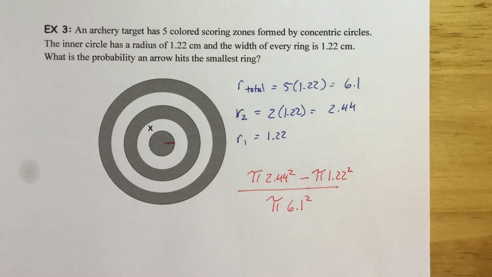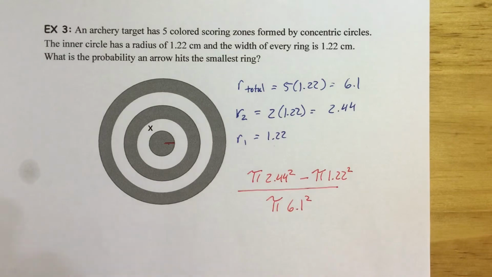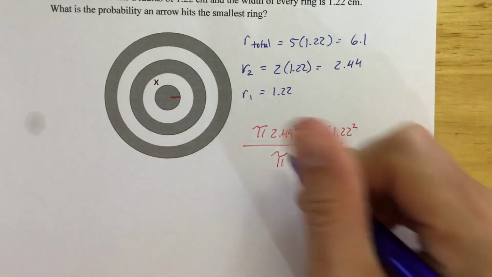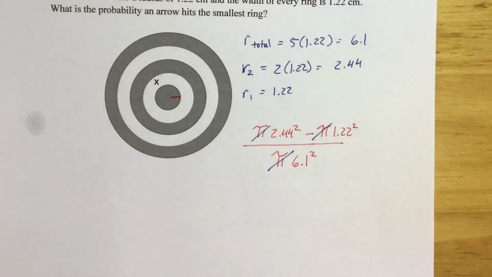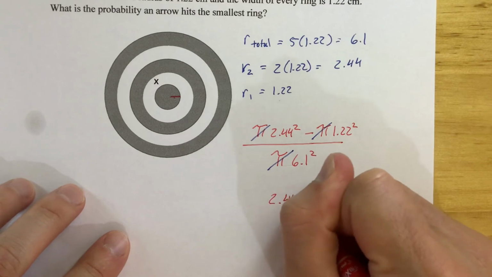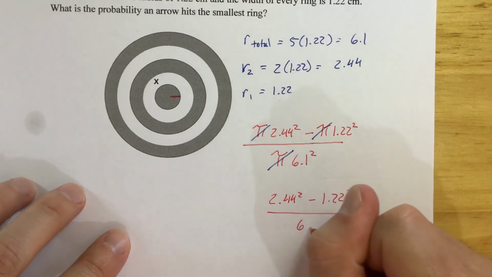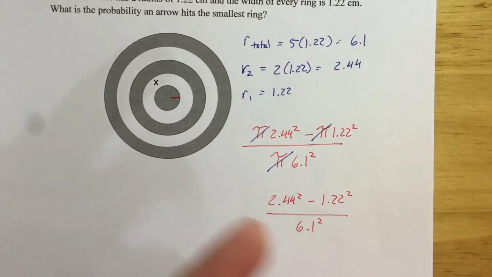Now, something neat about this example that I wasn't able to do in the last one. Every term that we have, this is a term, this is a term, and this is a term. Every term that we do have involves the pi symbol. All right, so if that's true, you can actually take them out. Now, if you don't trust that as the math, you can do it with the pi symbol and it's fine. You'll get an answer. It's going to be the exact same thing that I do. But you could take that out. So that'll give you 2.44 squared minus 1.22 squared divided by 6.1 squared.